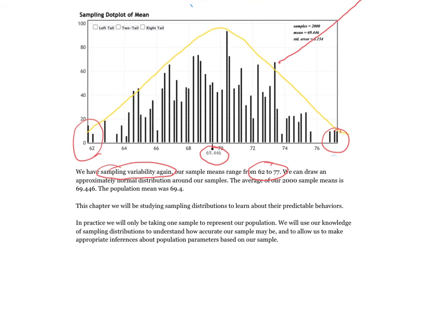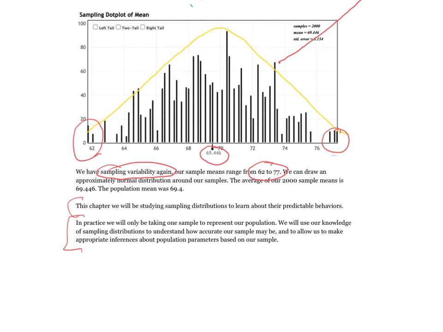So I could use that sampling distribution to predict the population mean. Okay. Now, this chapter, we will be studying sampling distributions to learn about their predictable behaviors. So a couple predictable behaviors we have here is that they turn out to be bell-shaped and symmetric, and we can use the average of them to find the population parameter. Okay.